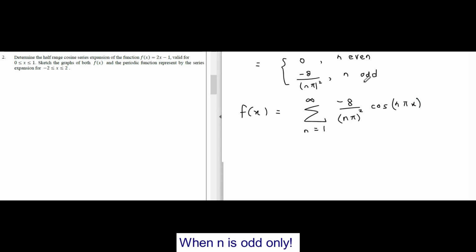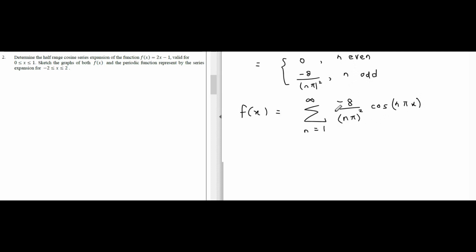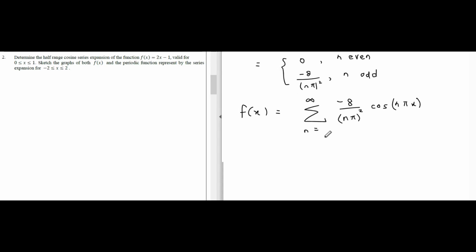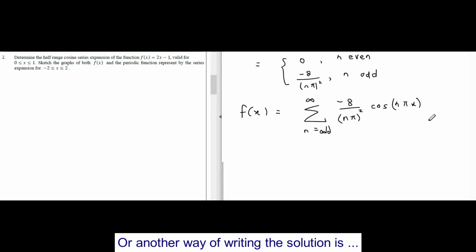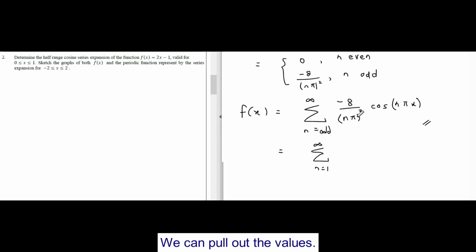When n is odd only. When n is even, the entire function is 0. So we need to replace this as odd. Or another way of writing the solution is, we can pull out the values.